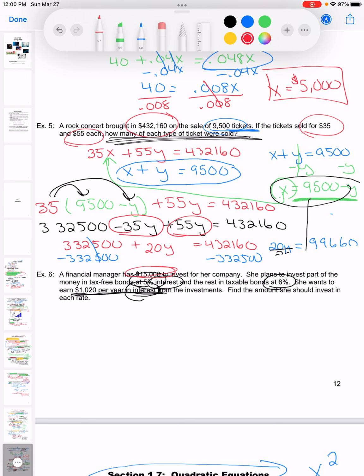Again, pause, really do it. Pretend like I can actually see you, so I know that you're doing the work. Pause it and see if you can set up these two equations.